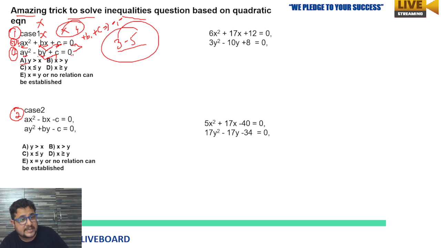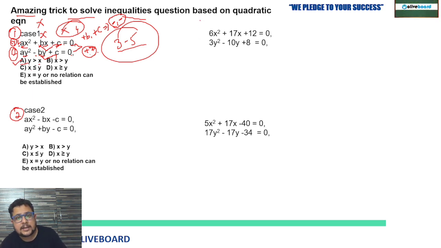Now if we look at the second equation, minus by plus c: b is negative and c is positive. In this scenario both roots are going to be positive. When b is negative and c is positive, both roots will be positive. Positive is always greater than negative, or not? Yes. So here you can directly say y is greater than x. So option A is going to be the answer.